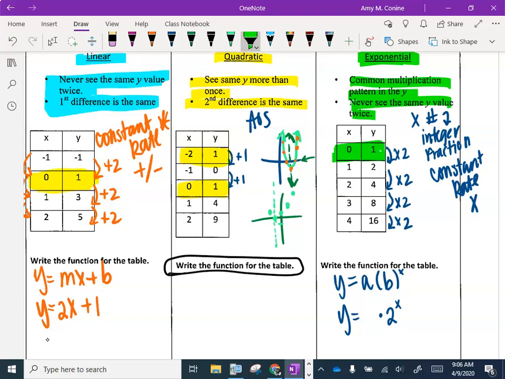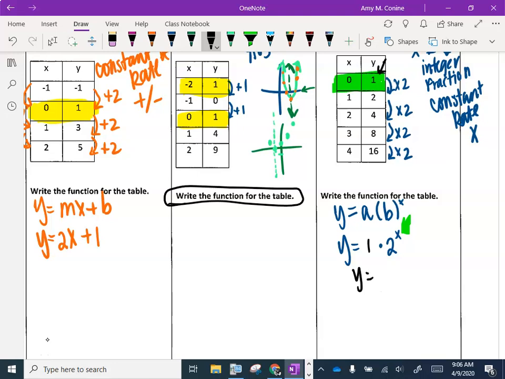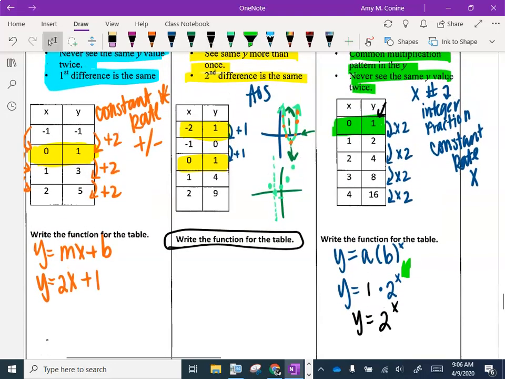Okay, so your x is 0. If x is 0 here, 2 to the 0 is 1. Whatever this y value is, that's what goes there. So this would be a 1. So you don't have to write the 1, so you could rewrite it as y equals 2 to the x. All right, and then we're going to come back and we're going to do this because this is not a good example of it. I want to make sure that we have a good example of how to find this.